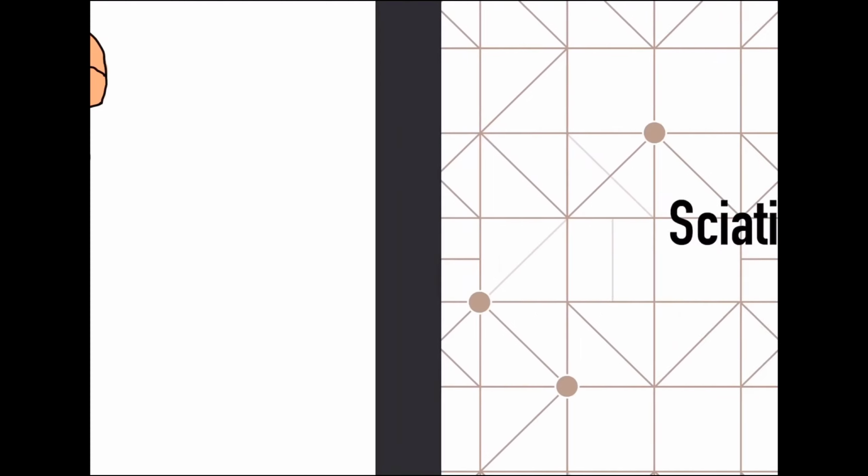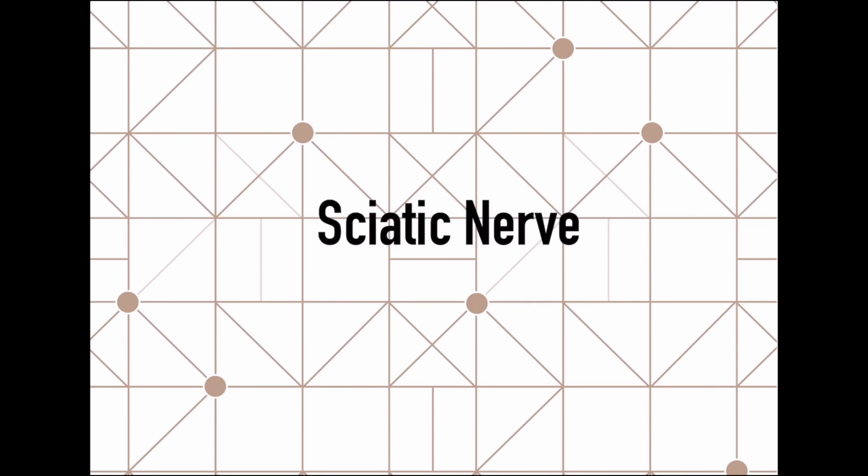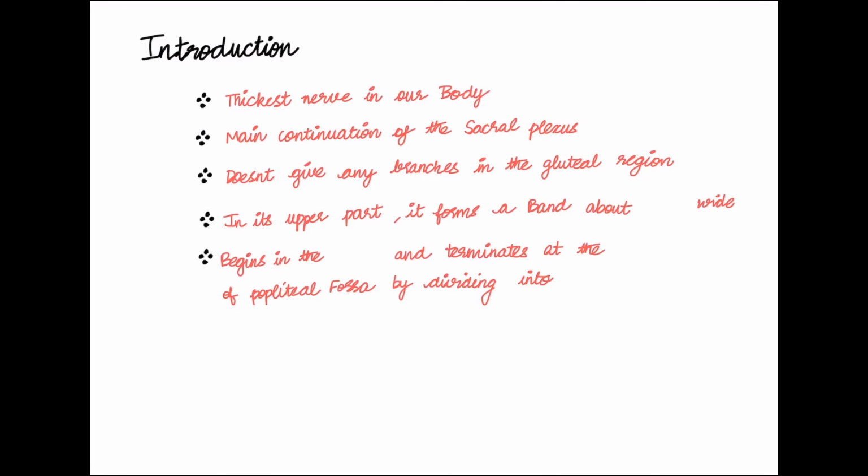Hello everyone. Today we are going to see about sciatic nerve. It is the thickest nerve in our body and is the main continuation of sacral plexus. In its upper part, it forms a band of about 2 centimeter wide. It begins in the pelvis and terminates at the superior angle of popliteal fossa by dividing into the two parts, which is the tibial nerve and the common peroneal nerve.